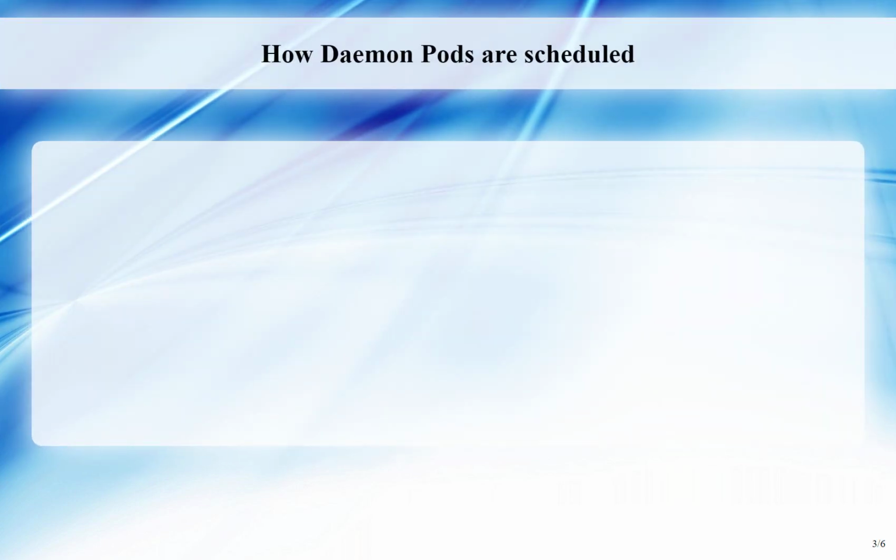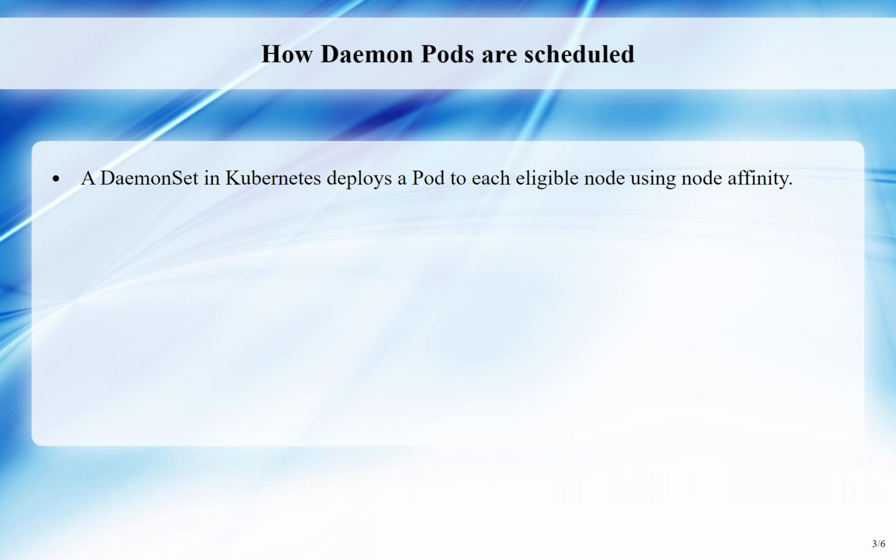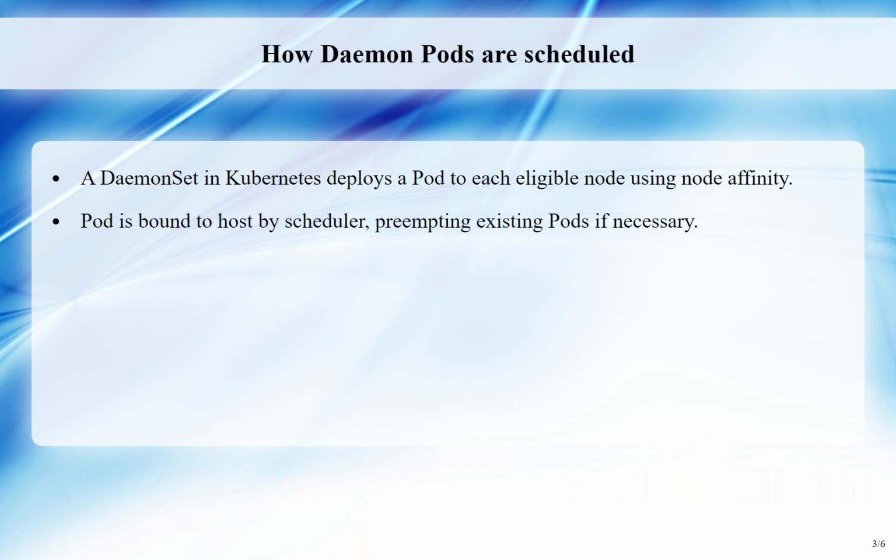How daemon pods are scheduled. A DaemonSet in Kubernetes ensures that all eligible nodes run a copy of a pod. The DaemonSet controller creates a pod for each eligible node and matches it to the target host using the spec.affinity.nodeAffinity field. The default scheduler then binds the pod to the target host by setting the .spec.nodeName field. If the new pod cannot fit on the node, existing pods may be preempted based on priority.